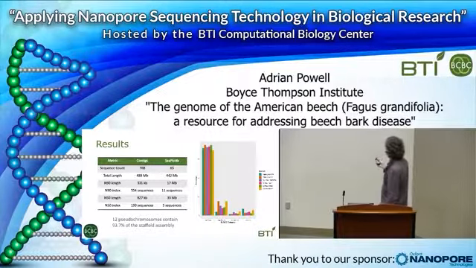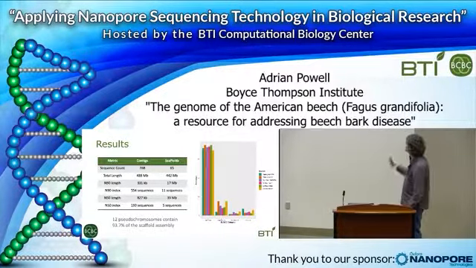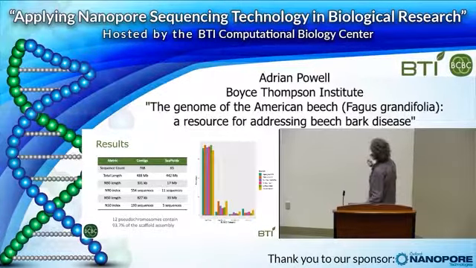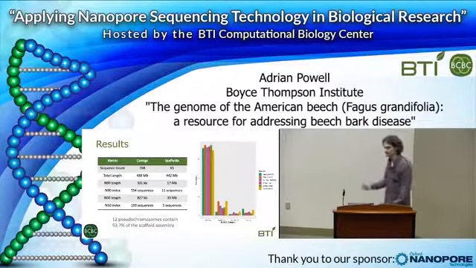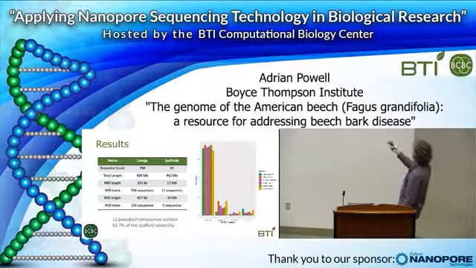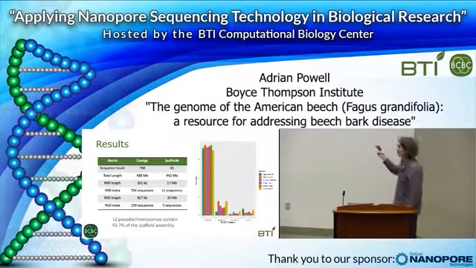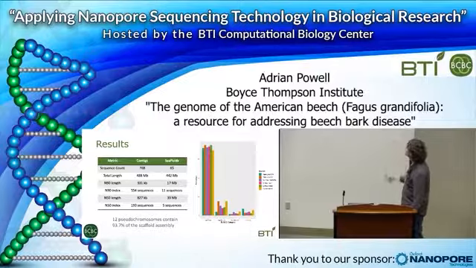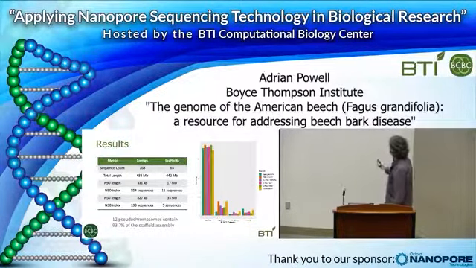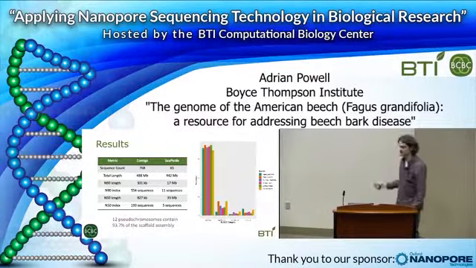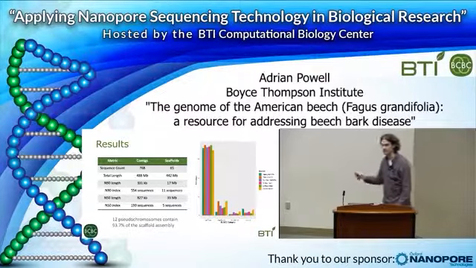You can see in the BUSCOs, the Benchmarking Universal Single-Copy Orthologs, our assembly is this green one over here, Fagus grandifolia, comparing it to a number of other tree genomes out there, mostly in the Fagaceae. And you can see our percentage overall complete is pretty decent. I can also point out the lower level of duplicated BUSCOs, which is evidence of Purge Haplotigs doing its thing.